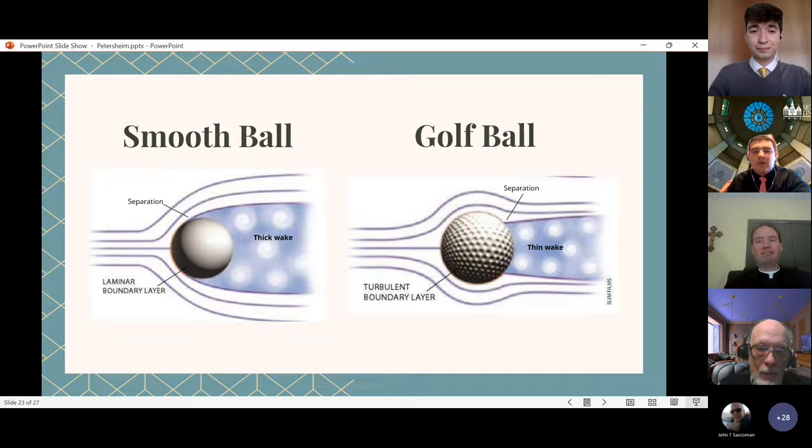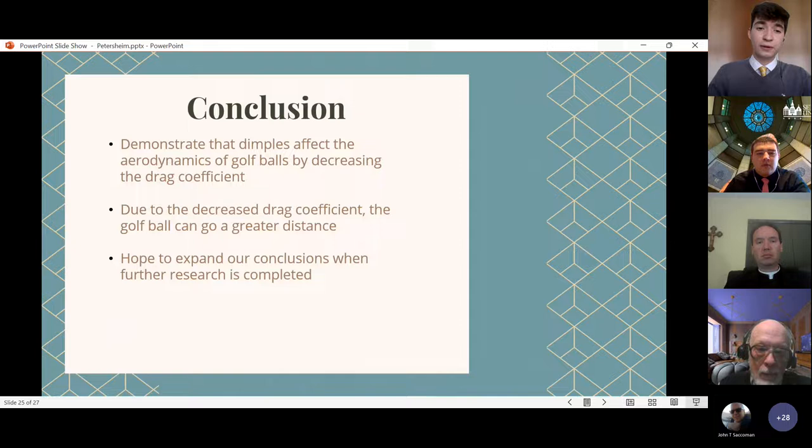So just as some conclusions for us, we were able to demonstrate that the dimples affect the aerodynamics of golf balls by decreasing that drag coefficient. And when that drag coefficient is decreased, the golf ball can go a further distance. And we hope by next week, we're able to have that simulation completed so you can see with all our fancy colors what we're trying to present.